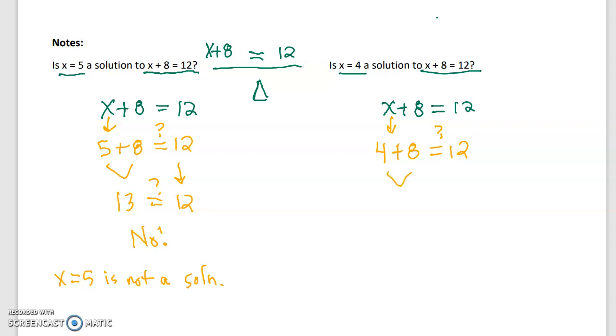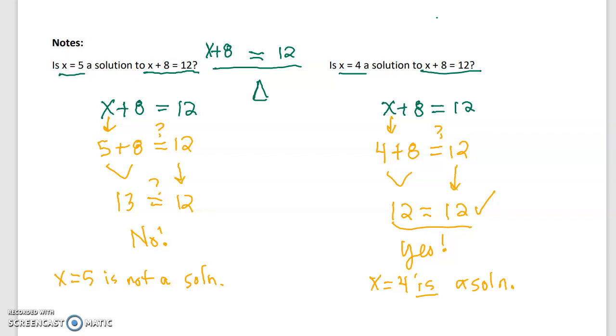Like I said, we do the math down here. 4 plus 8, bring the answer down: 12. Bring this side of the equation down: 12. Does 12 equal 12? Why, yes, it does. So x equals 4 is a solution because, again, it's a value that makes the statement true. 12 equals 12 is a true statement. 13 equals 12, the other one we did, was a false statement. That's not true. Let's take a look at a couple more complicated ones.